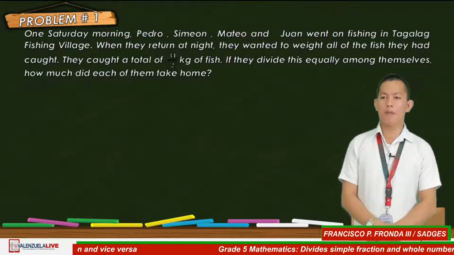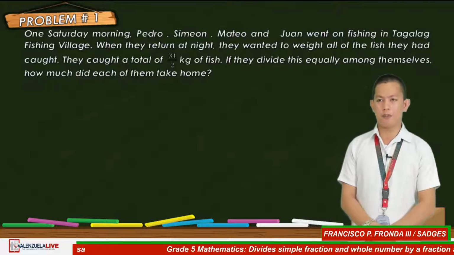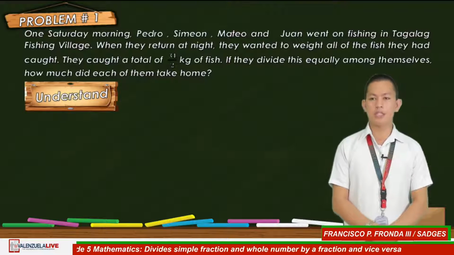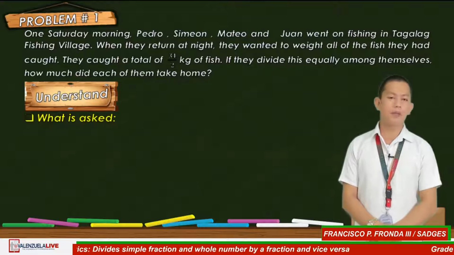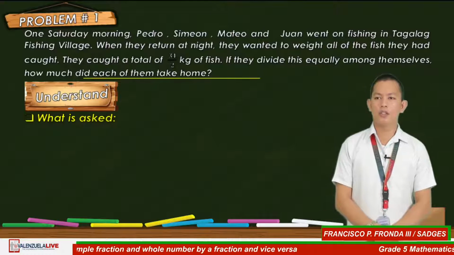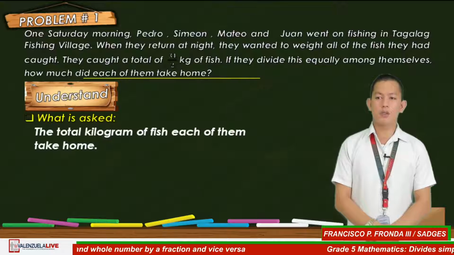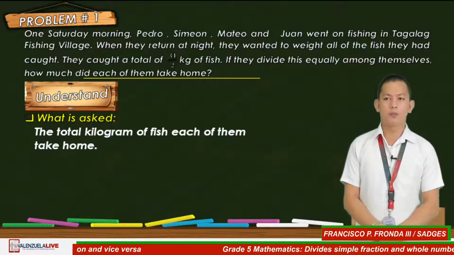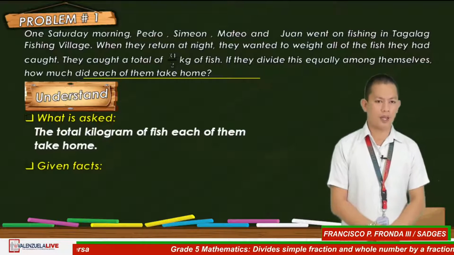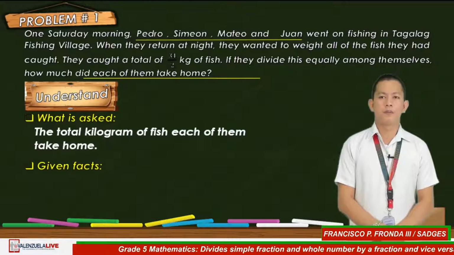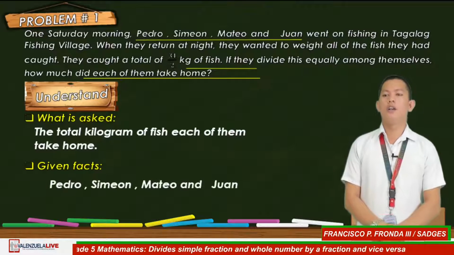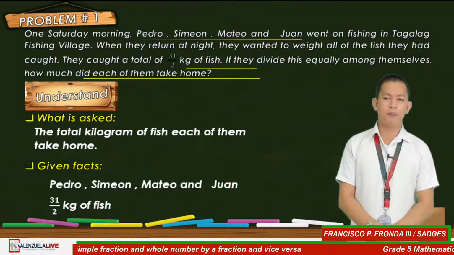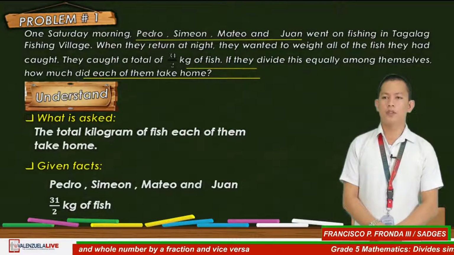So using this problem, let's use the four steps of Polya. Let's understand this problem. What is asked in the problem, grade 5 learners? Okay, very good. This would be the total kilograms of fish each of them takes home. Then, what would be the given facts in this problem? Very good. The given are Pedro, Simeon, Mateo, and Juan, and 31.5 kilograms of fish.